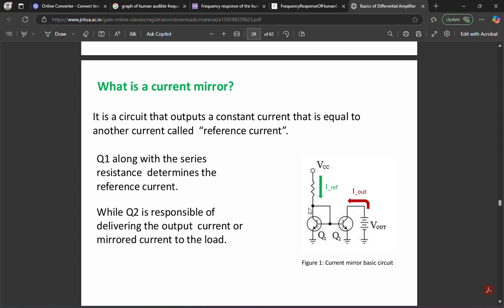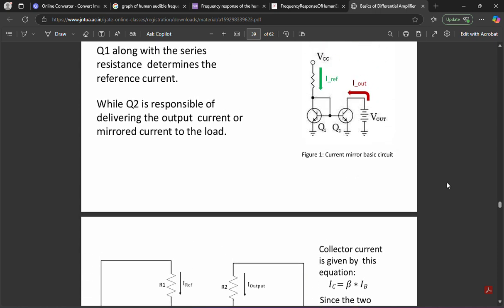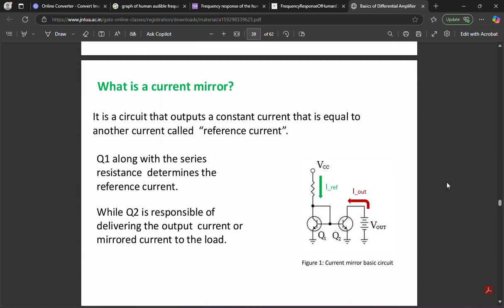So next, one more important topic that you have to study is current mirrors. What is basically a current mirror? It is a circuit that is used to maintain a constant current source. In other words, it is a circuit that can output a constant current that is equal to another reference current.